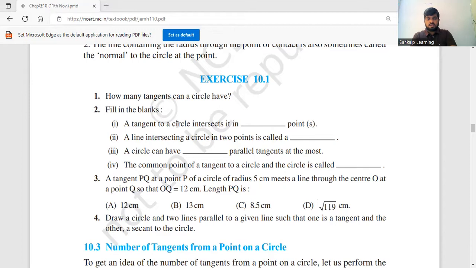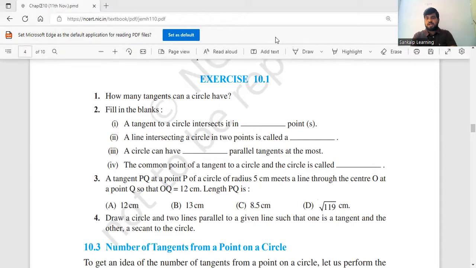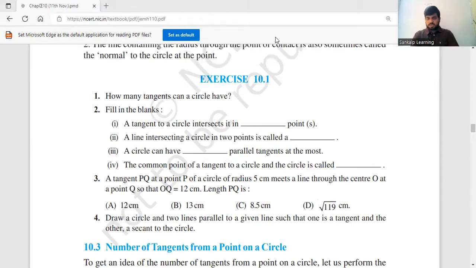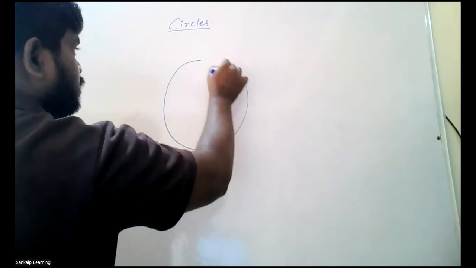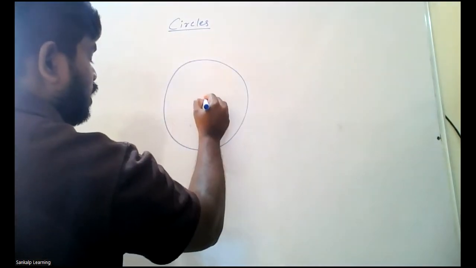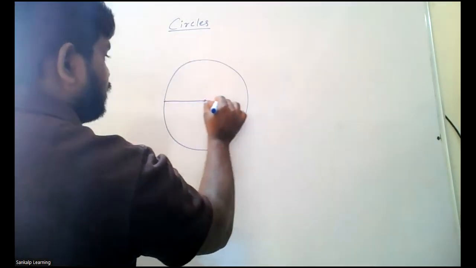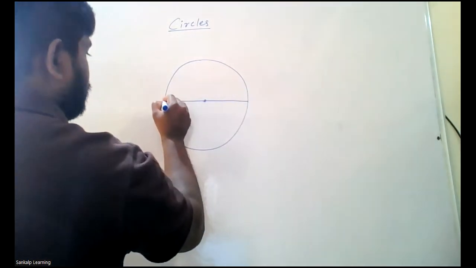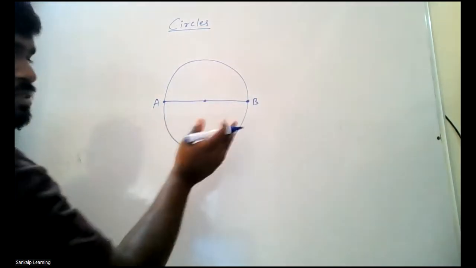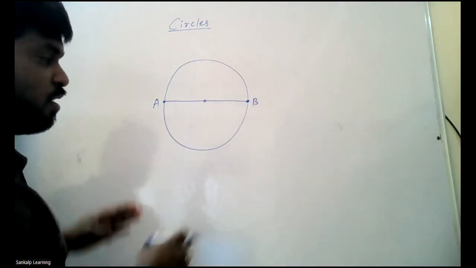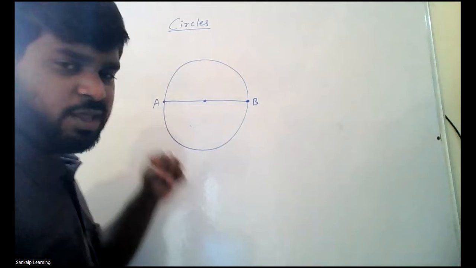A circle can have dash parallel tangents at the most. How many parallel tangents can it have? Okay. So let's discuss this. Now, suppose you have a circle. Okay. Let's take a diameter. Why? Because these 2 points are exactly opposite. Okay. So let me take a diameter and we'll be doing this.